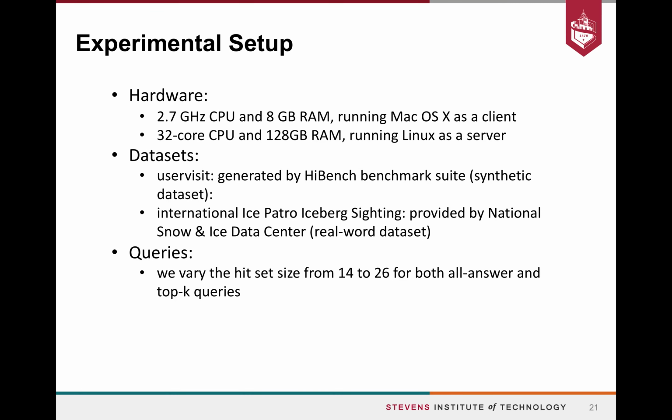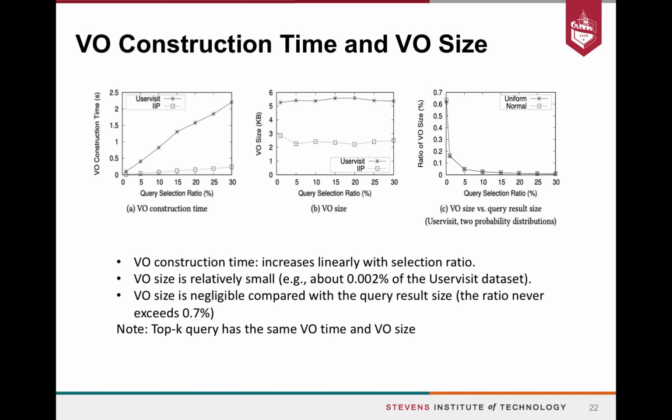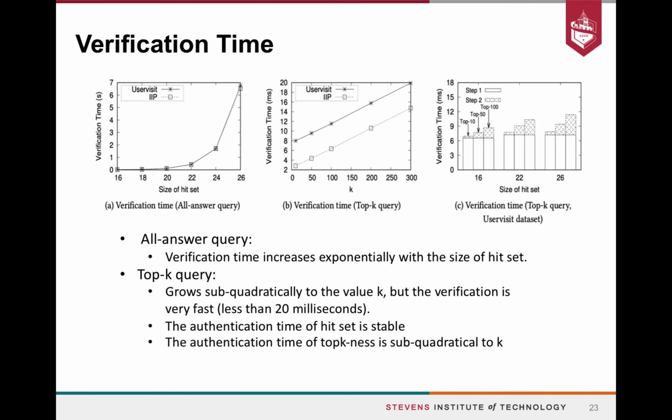So we use 2 datasets from the real-world setting, and we prepare queries whose hit size varies from 14 to 26. In this figure, we show the VO construction time. On the left-hand side, we can see that the VO construction time goes linearly with the selection ratio. While from the other 2 figures, we can see that the VO size is relatively small and is negligible compared with the query result size.